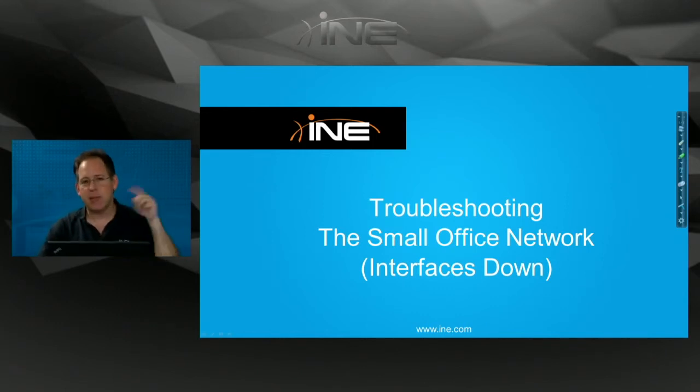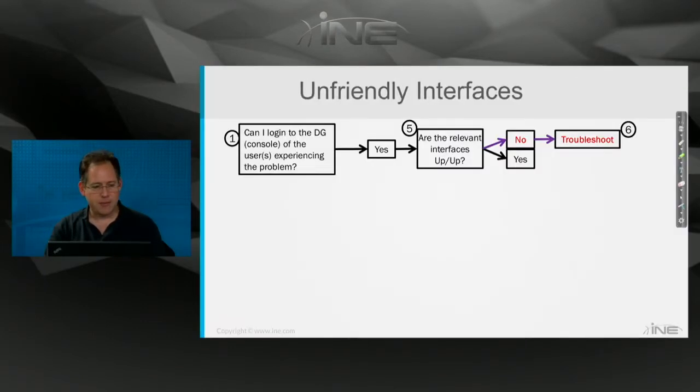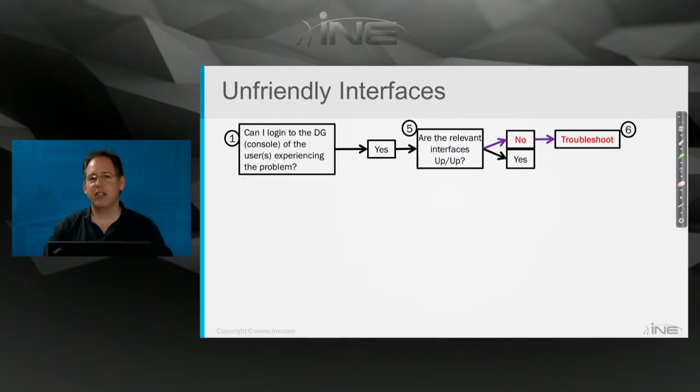Now we're going to go into step number 5 in the flow chart, which is I was able to get into my default gateway. And the next thing is I want to check to see if the relevant interfaces are up. What do I mean by relevant interfaces? Well, I've got a section of my network, a group of employees who are complaining that they can't get to the internet. So relevant interfaces would mean, on their default gateway, what interface leads down to them? And also, what interface would go upstream towards the internet or towards the resources they're trying to access? I want to check to make sure both of those interfaces are up.